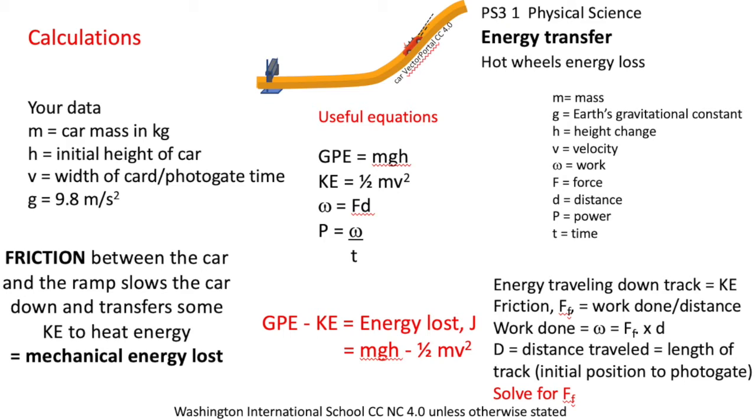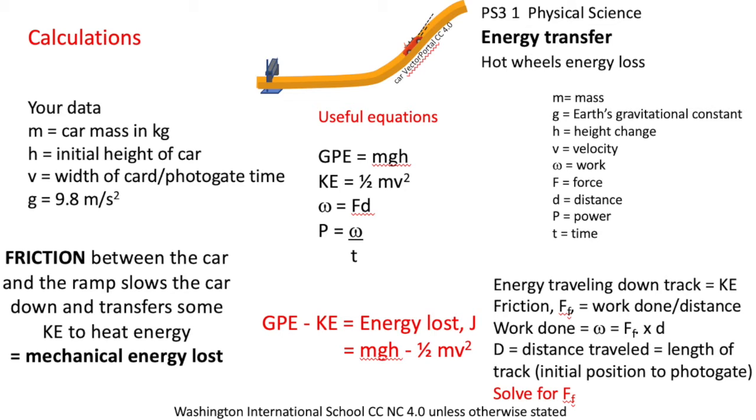Friction between the car and the ramp slows it down and transfers some of the kinetic energy to heat energy. It doesn't completely stop the car, but you're going to work out how much that is. And as with the calculation in red at the bottom, the energy lost here in joules is going to be the gravitational potential energy minus kinetic energy.